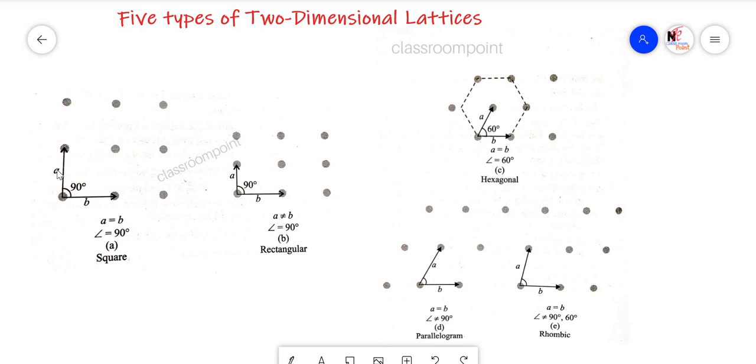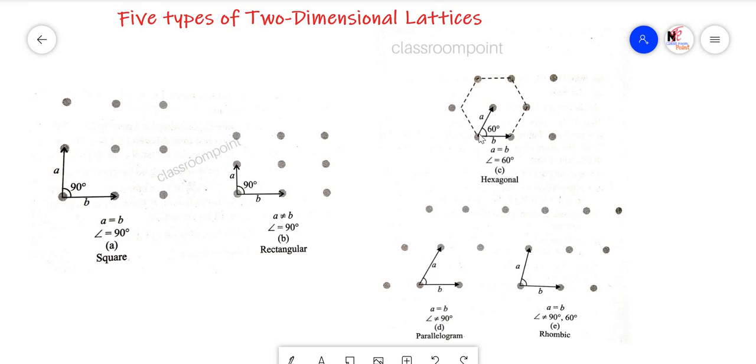So if you take the distance as A, here it is B, A equals B, and the angle is 90 degrees. Here distances are different but the angle is the same, so A not equal to B, but the angle is 90 degrees only. But these are different categories. Why? Because these are of the AB category type of arrangement of the particles.